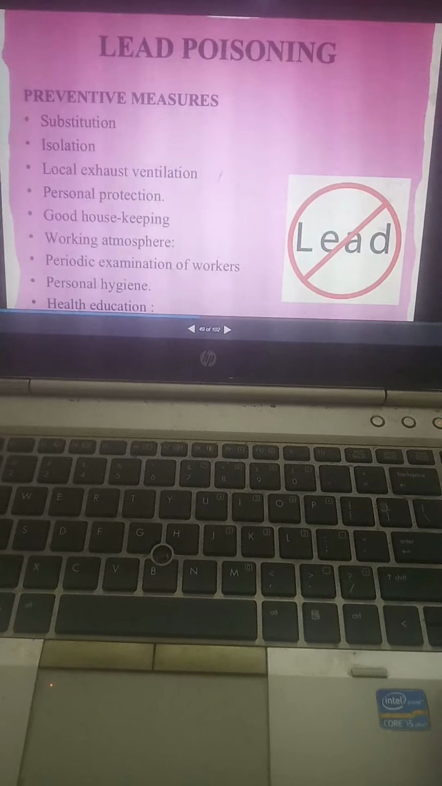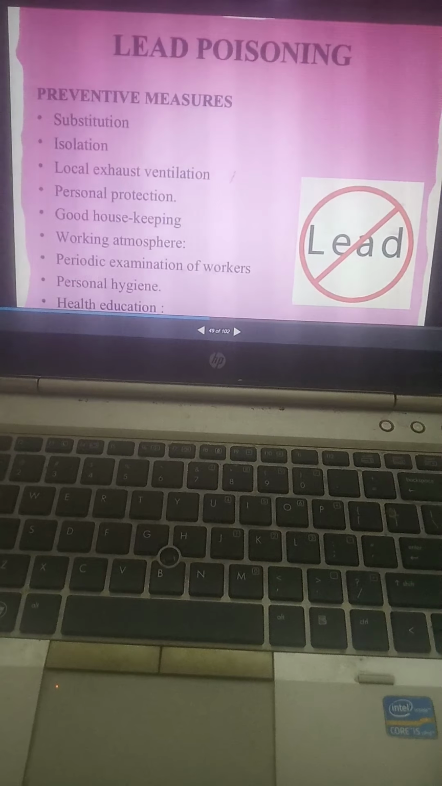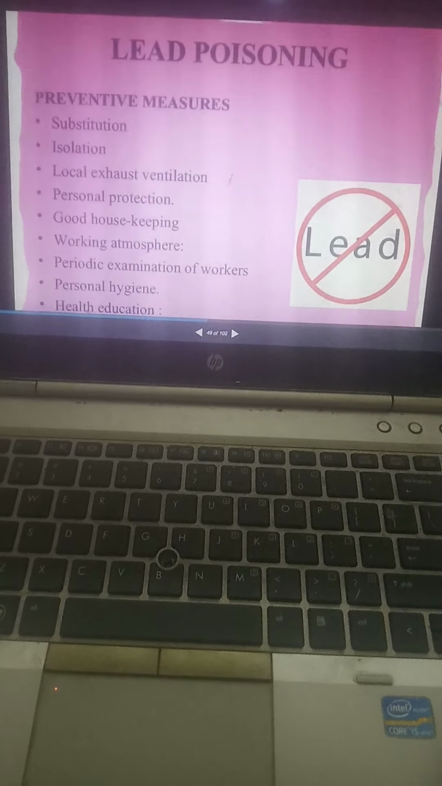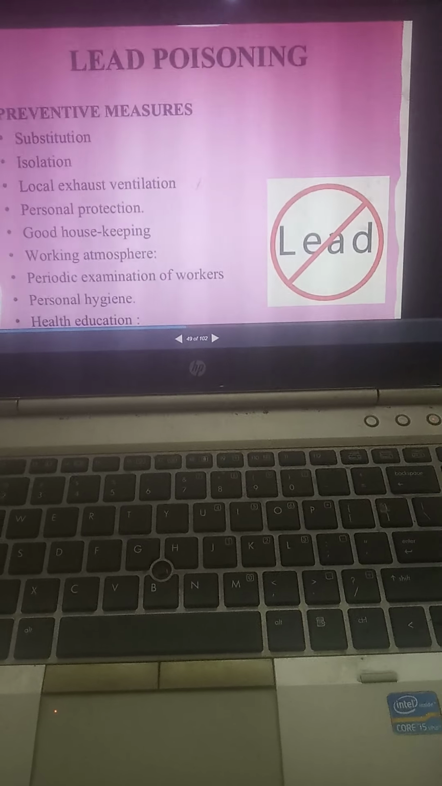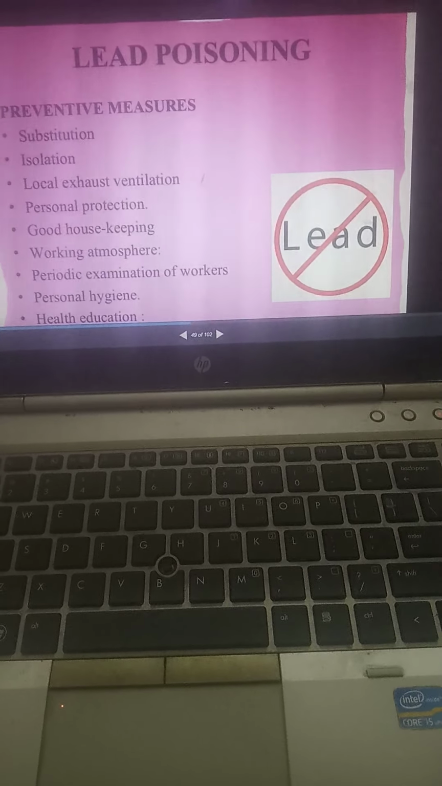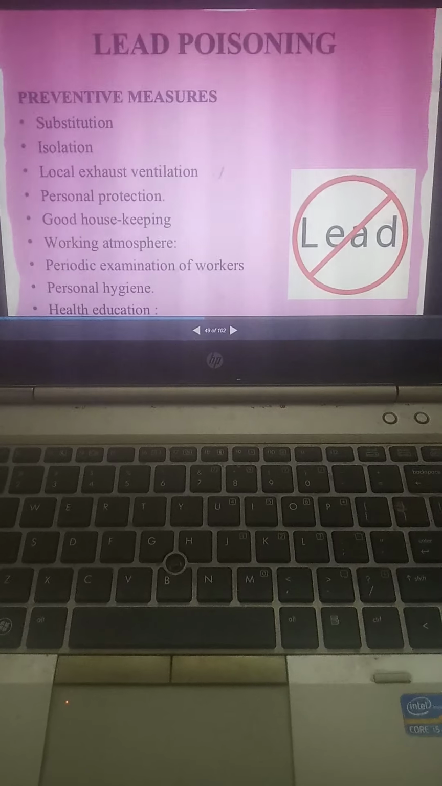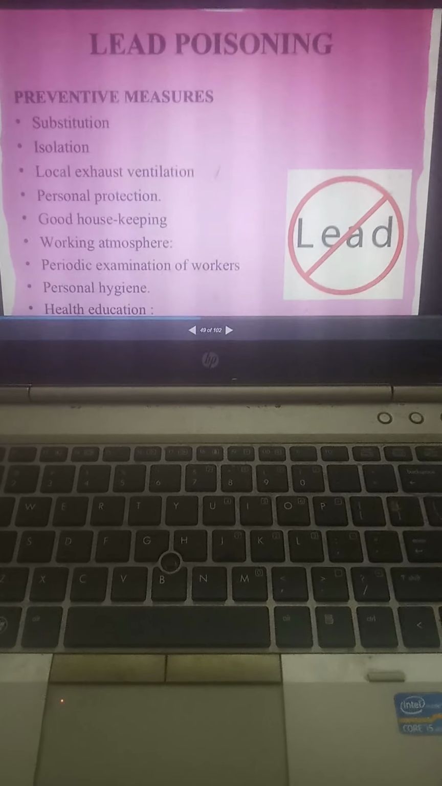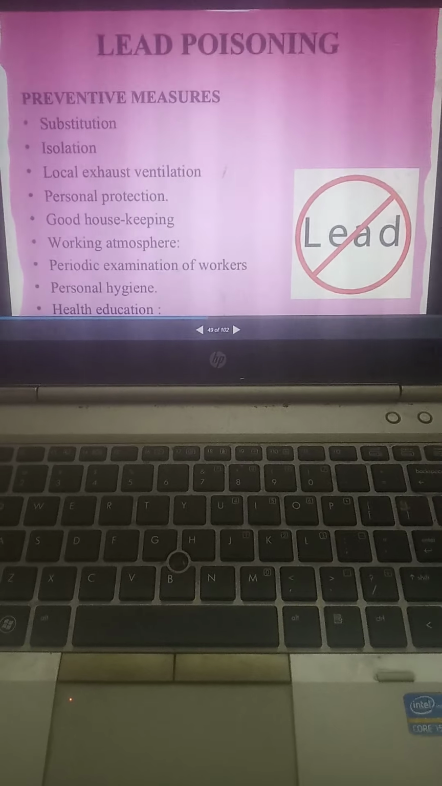Now, how will you prevent it? You should substitute working with lead with some other product. You should go for isolation. You could go for local exhaust ventilation. Personal protection in the form of personal protective equipment is important. Good housekeeping has a major role in it.